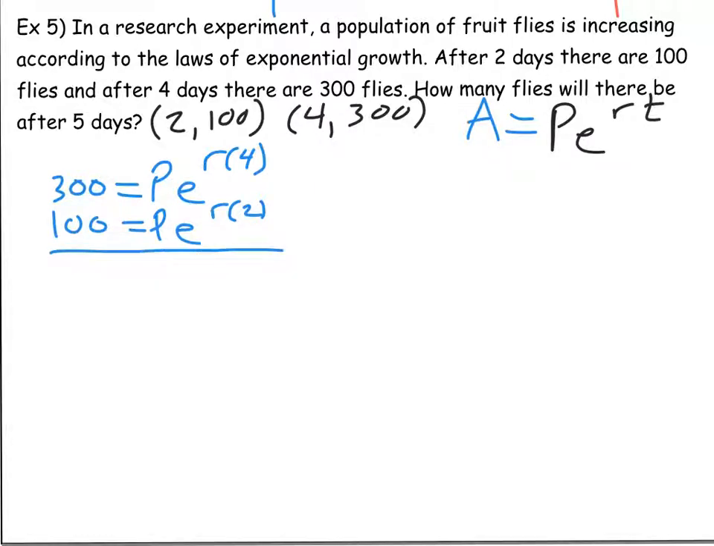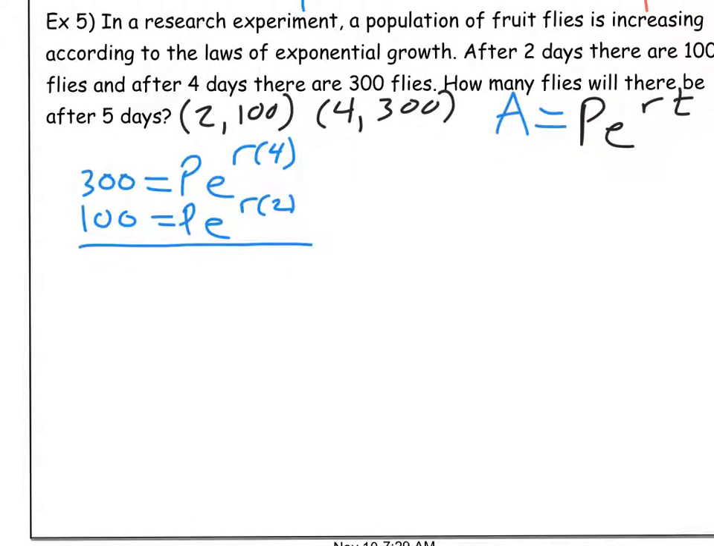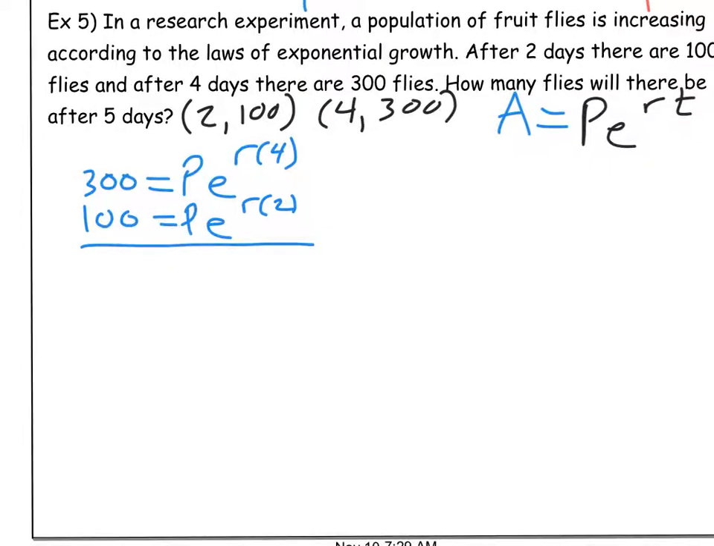Which leaves us with a system of 2 equations. 2 equations, 2 variables, that can be solved. This is the really somewhat crazy step that I think you would probably not realize that you could do. We're going to take both of these equations and divide them. Okay?